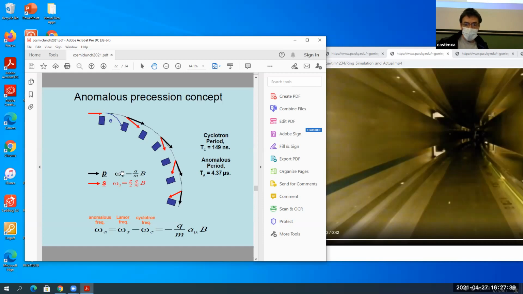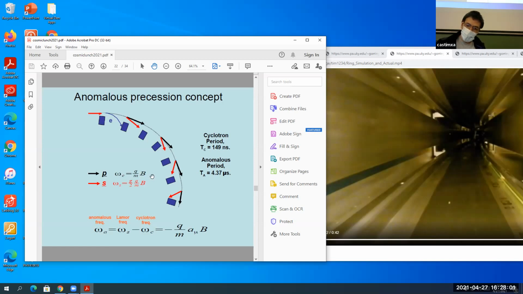And those are these two equations here. So omega c is how fast the momentum is rotating, and of course it depends on the magnetic field. The bigger the magnetic field, the faster it rotates. And this is the rate at which the spin rotates, what they call the Larmor frequency.